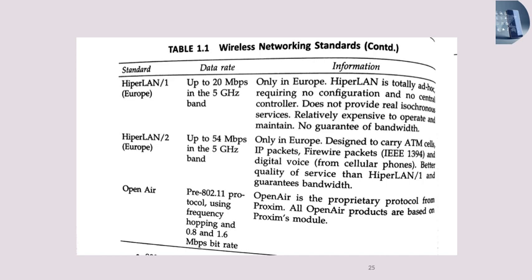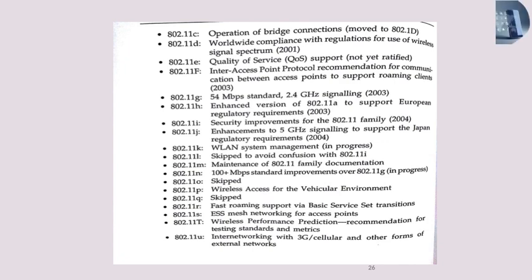Some other IEEE standards are 802.11c, operation of bridge connections, which is moved to 802.1d. 802.11d, worldwide compliance with regulations for use of wireless signal spectrum. 802.11e, quality of service support. 802.11f, inter-access point protocol, recommendation for communication between access points to support roaming clients. 802.11g, 54 Mbps standard, 2.4 GHz signaling.